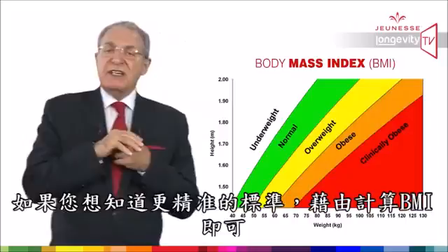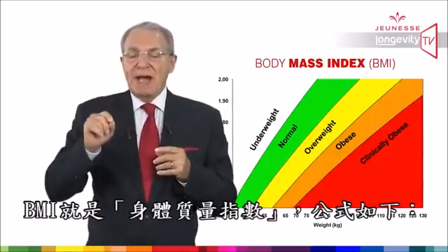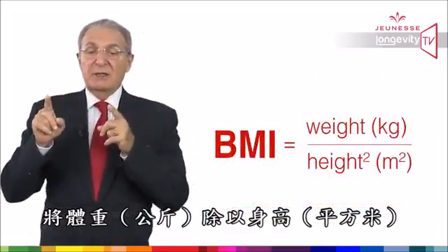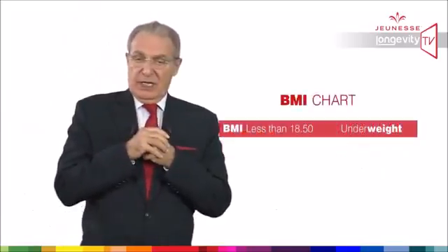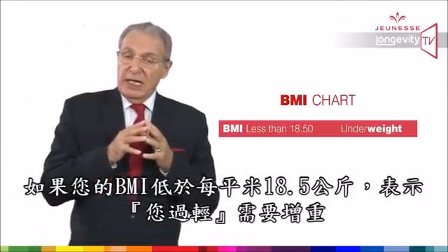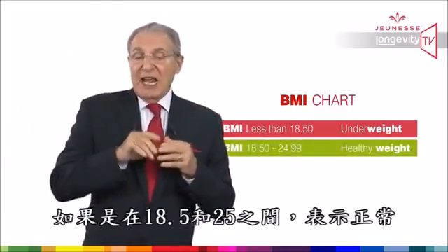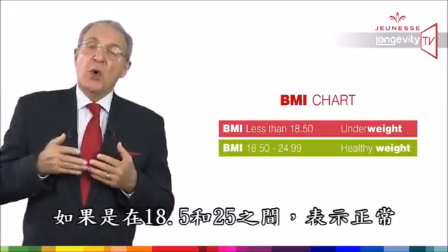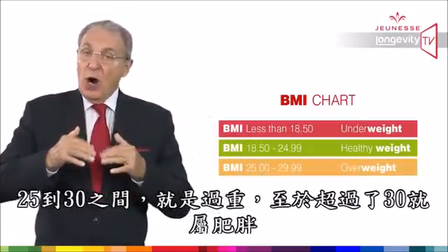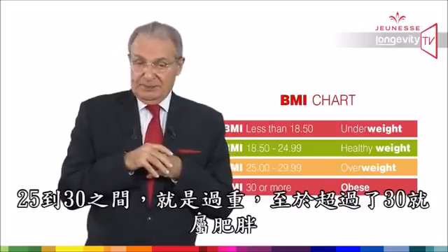If you wish to get more detailed information, then you have to calculate your BMI, which means your body mass index, by using the following formula: your weight in kilos divided by your height in square meters. If your BMI shows a score under 18.5, it means that you need to gain weight. You are underweight. If it is between 18.5 and 25, you are in the normal standard. Between 25 and 30, you are overweight, and above 30, you are qualified as obese.